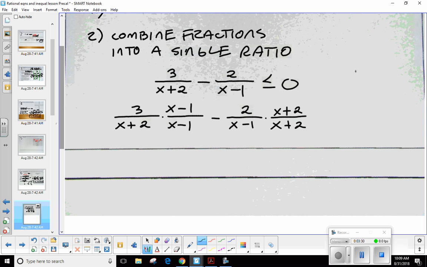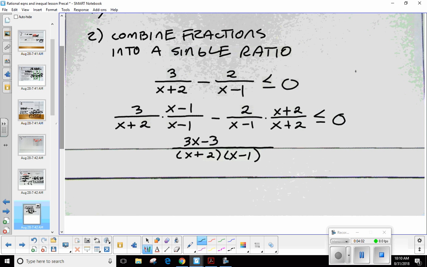So same reasoning, less than or equal to 0. Now here I am going to combine a couple of steps. If I were to multiply the fractions as they are right now, both of them would have the same denominator, which would allow me to subtract them. So I'm going to multiply and combine those at the same time. So we're going to have the denominator x plus 2 times x minus 1. Now, what do I get if I distribute 3?